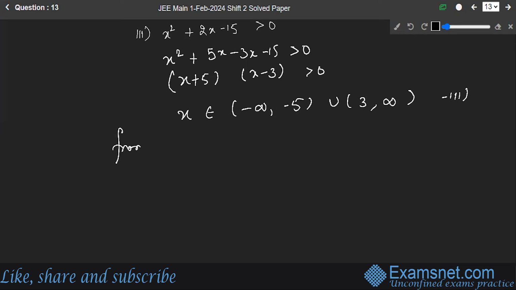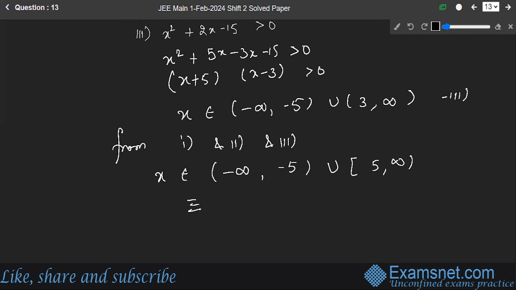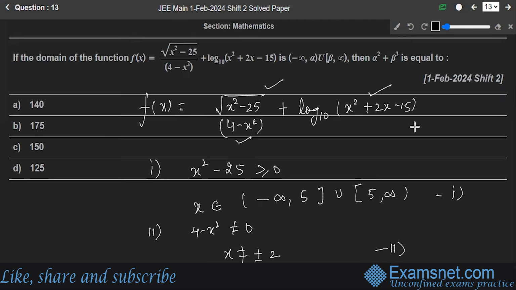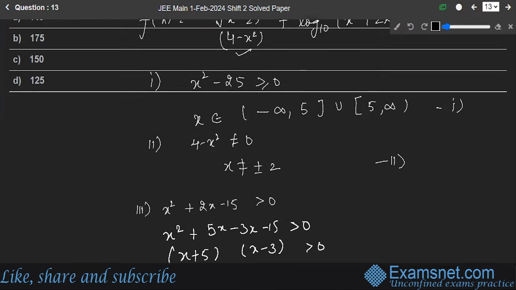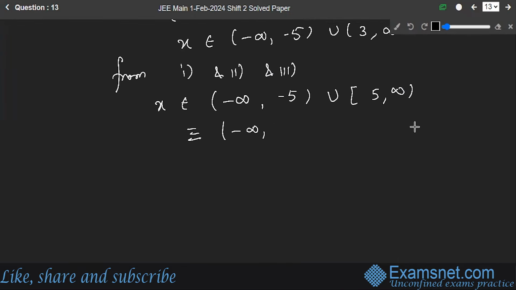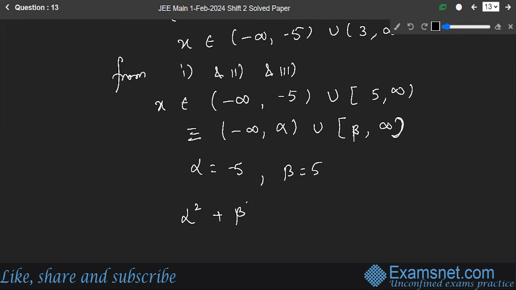Now from all of them, from your first, second and third, you have x belongs to (minus infinity, -5) union (5, infinity). So if I compare it with the given one, what are you given over here? That this is equal to (minus infinity, alpha) union (beta, infinity), right? So that means alpha is equal to -5 and beta is equal to 5. You have to find out alpha square beta cube.